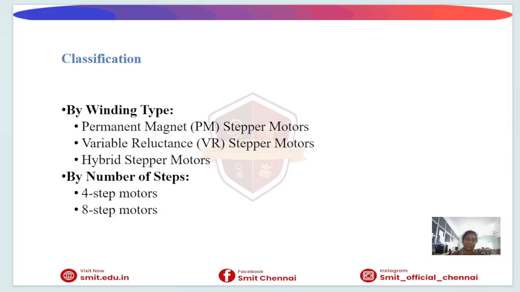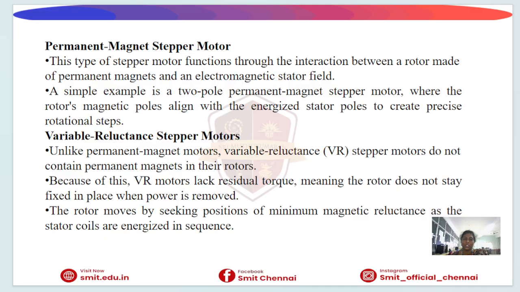The next one is the classification. By construction, it is permanent magnet, variable reluctance, and hybrid. By the number of steps, it is classified into 4-step motors and 8-step motors. Hybrid stepper motors combine the advantages of permanent magnet and variable reluctance motors and are commonly used in industrial systems. First one is the permanent magnet stepper motor.